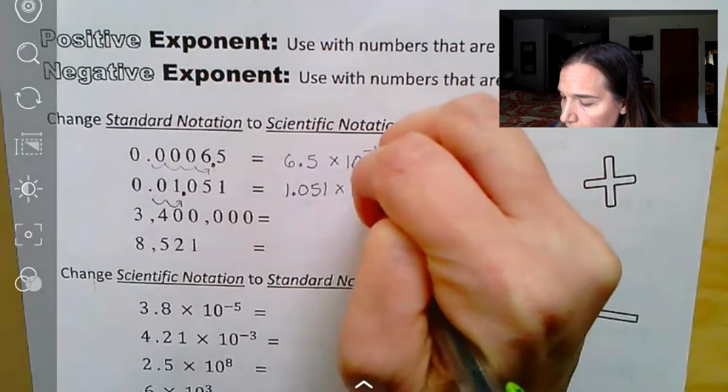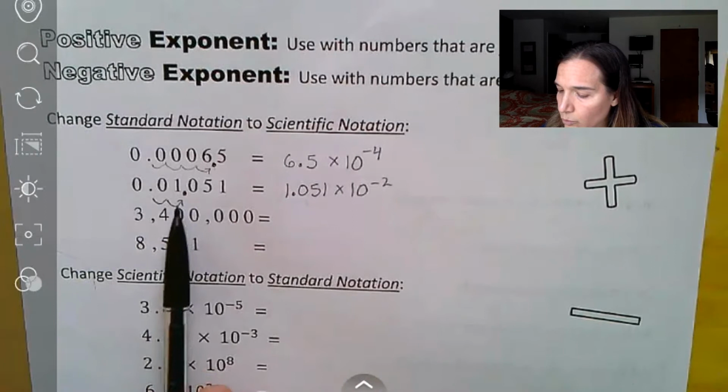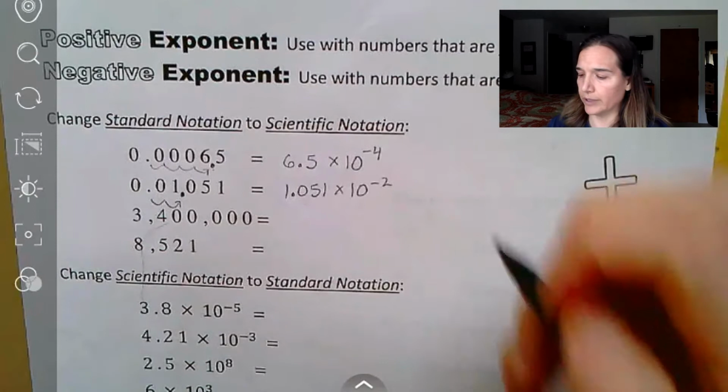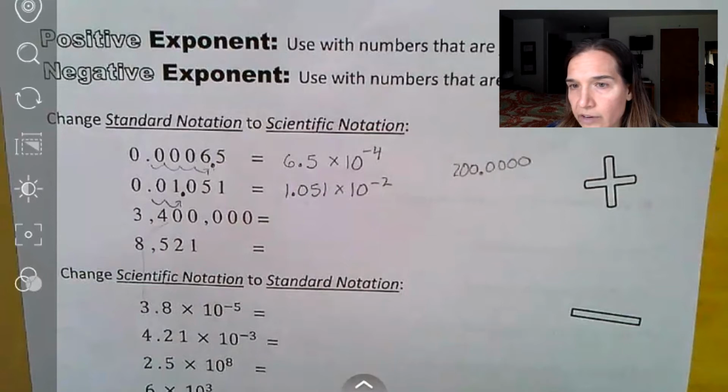Again, you write all the numbers out. Once you get to all zeros in front or all zeros behind, you don't have to worry about that. That'd just be like saying you have the number 200. You don't have to write zeros forever and ever after the decimal point. You're good to go. All right, big numbers.